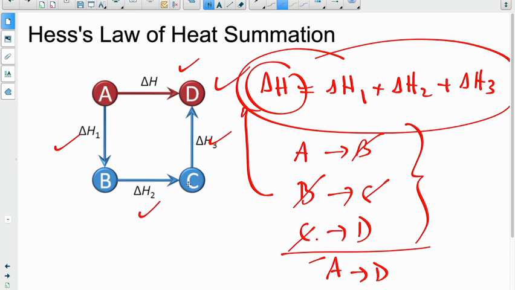Now, if one of these arrows was pointing the other way, so let's say it was A to B and then B to C was pointing the opposite way, remember, in order for us to create a cycle, these arrows all must be pointing in one direction nicely. What I would have to do is flip this equation right here and flip that arrow. So this would be C to B, and then I can continue.